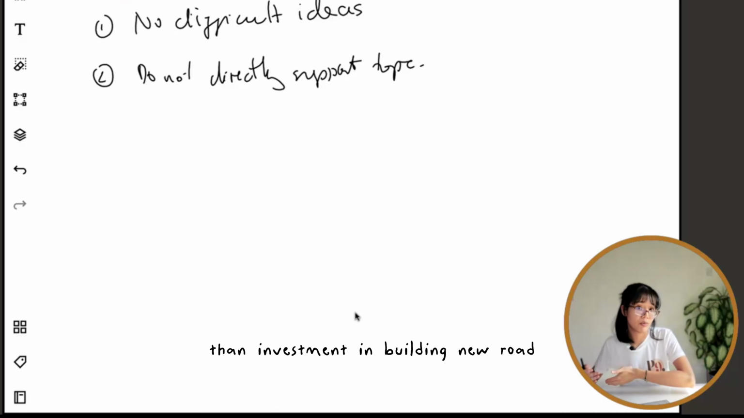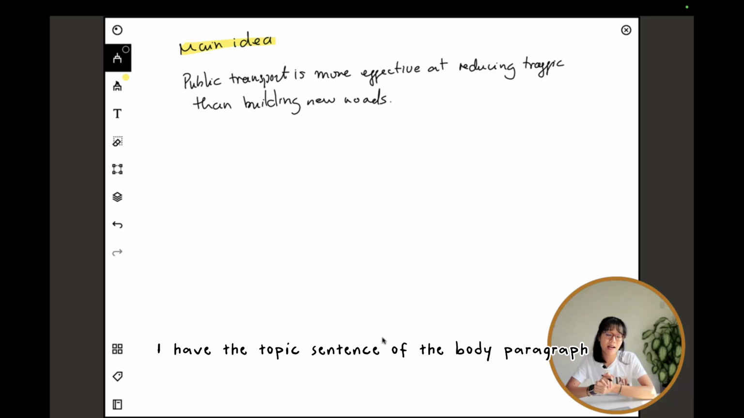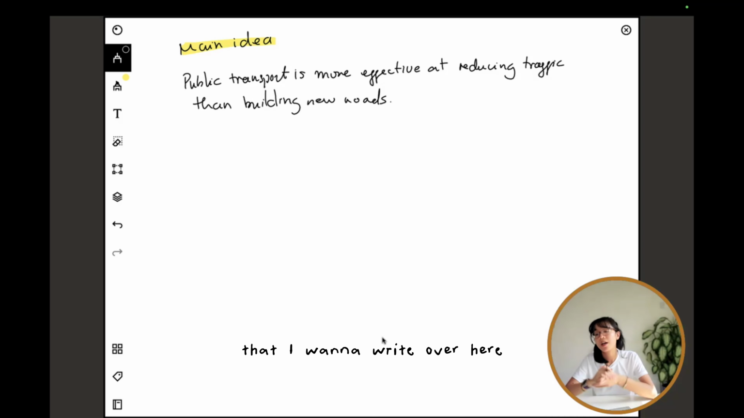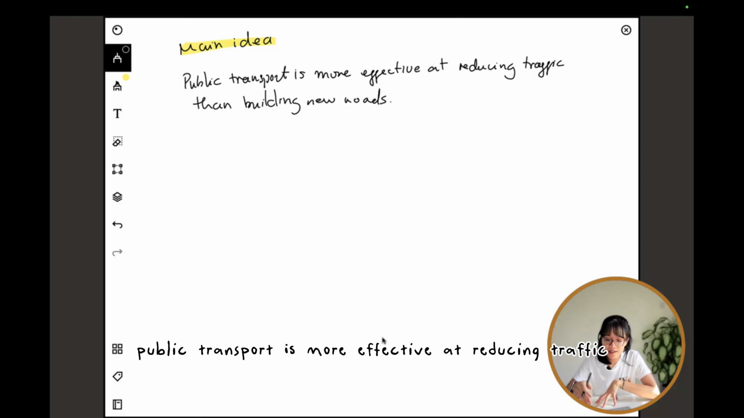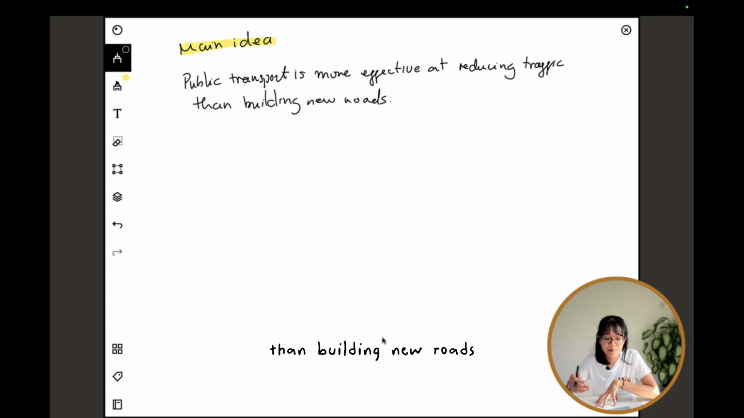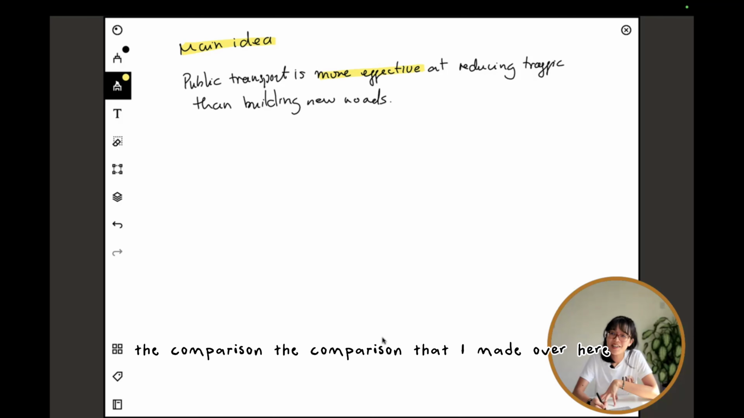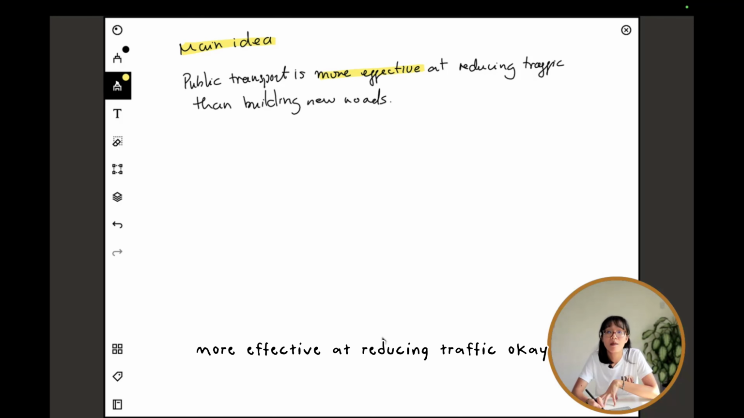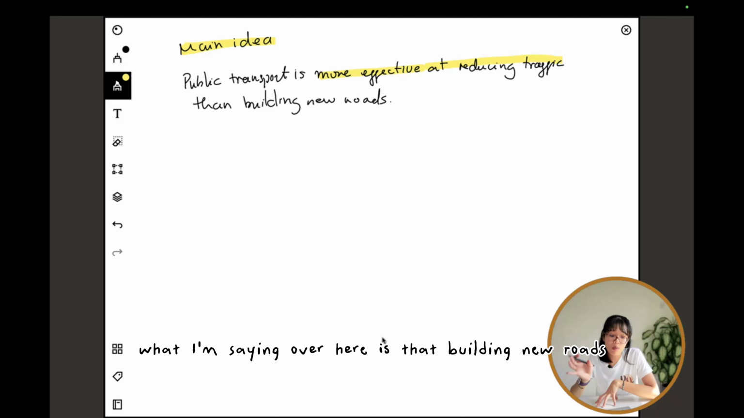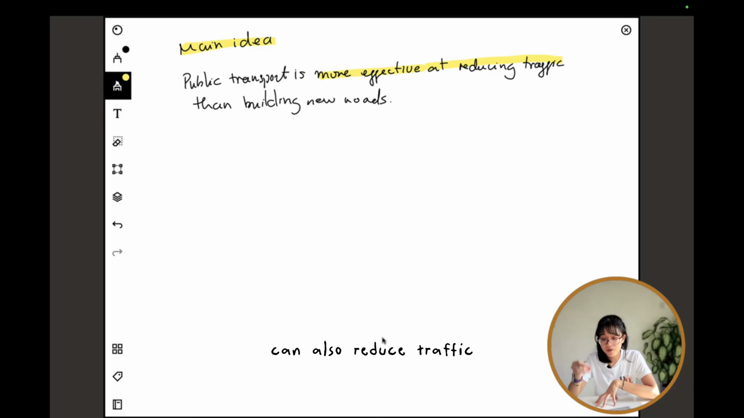Okay, so I have the topic sentence of the body paragraph that I want to write over here: "Public transport is more effective at reducing traffic than building new roads." I need you to pay attention to the comparison that I made over here: more effective at reducing traffic. What I'm saying is that building new roads can also reduce traffic. Public transportation also reduces traffic, but public transportation is more effective.